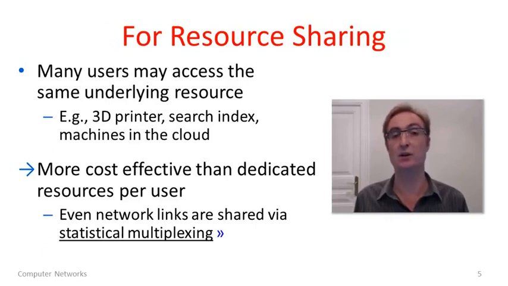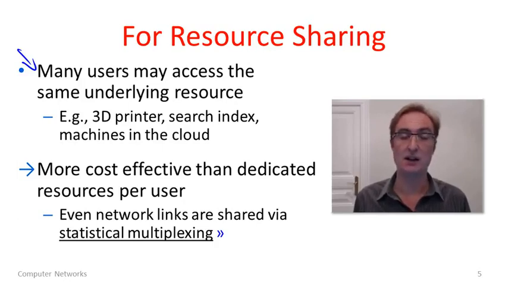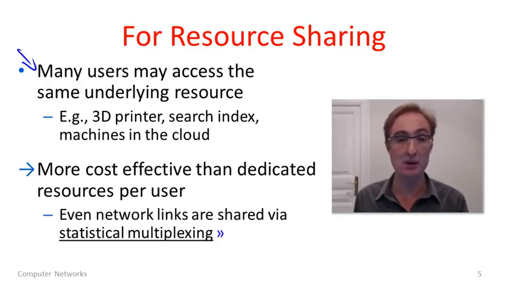Another important reason that we build computer networks is for resource sharing. That is, to allow many different users to access the same underlying resource. Now, the classic resource which was shared was a printer. Imagine in a company network, instead of giving everyone an individual printer, you put one on the network and everyone accesses it. They're sharing this resource. That's wonderful. Today, maybe you're not sharing a printer so much, but there are other resources which you're still sharing. Maybe it's a 3D printer today, maybe we're all sharing the Google Search Index, or even we're sharing machines which are in the cloud being used.